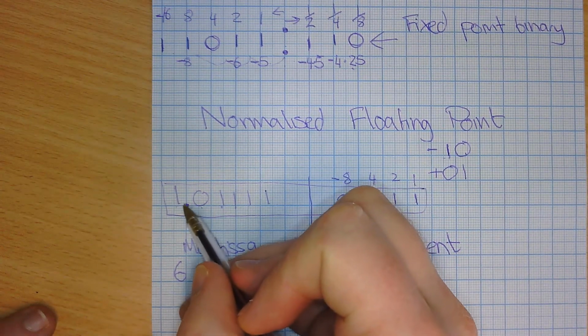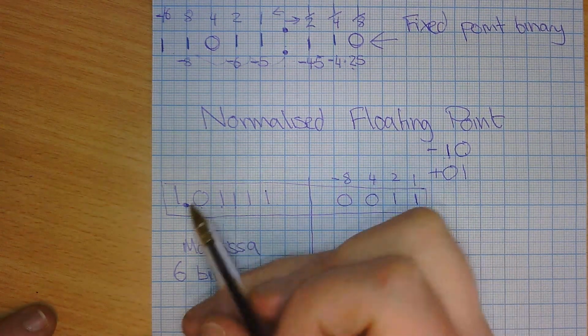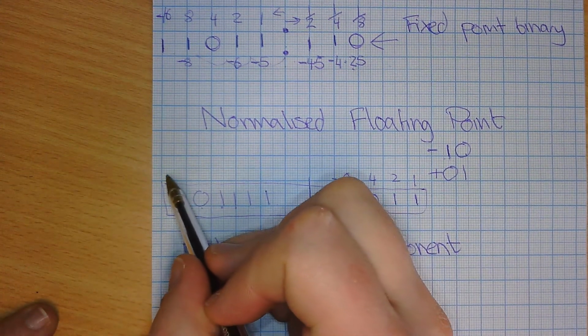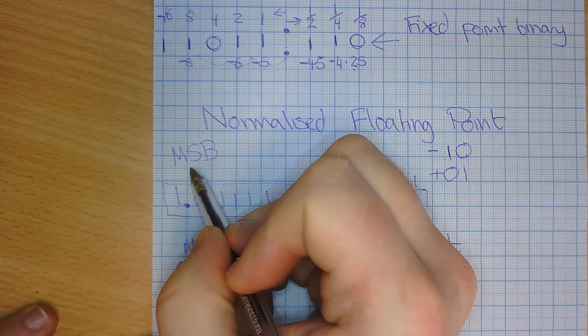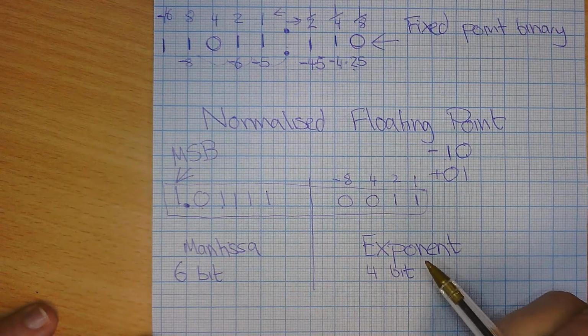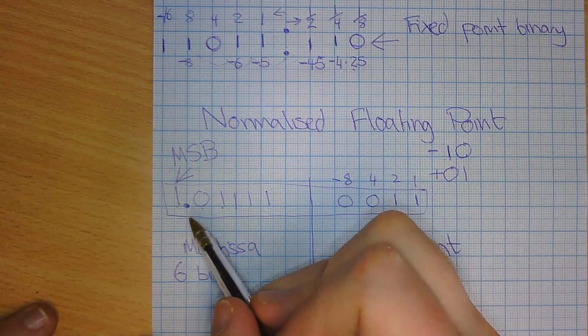It's important to note that the binary point is always between the most significant bit and the adjacent one within the mantissa itself.